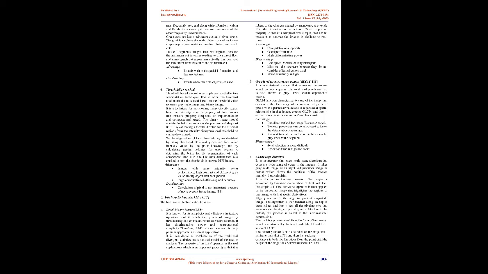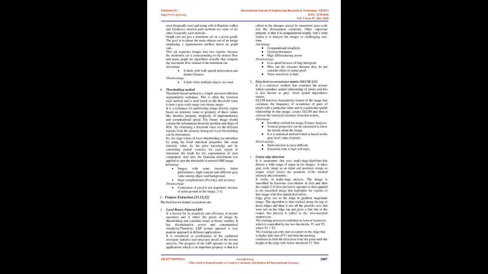It employs many techniques, out of which graph cut, GC, is most frequently used and along with it random walker and geodesic shortest path methods are some of the other frequently used methods. Graph cuts are just a minimum cut on a given graph. The goal is to separate the main objects out of an image employing a segmentation method based on graph cuts. This cut segments images into 2 regions, because the minimum cut corresponds to the maximum flow; in many graph cut algorithms actually compute the maximum flow instead of the minimum cut. Advantage. It deals with both spatial information and features. Disadvantage. It fails when multiple objects are used.